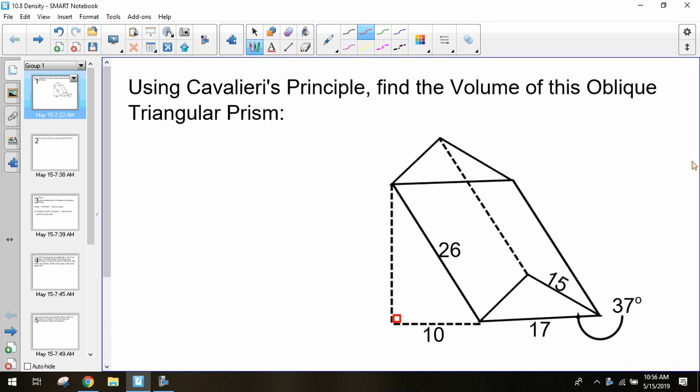Yesterday we talked about Cavalieri's principle and basically finding the volume of oblique shapes. Those were our slanted shapes. We noticed that Cavalieri's principle basically said that the volume of those oblique shapes is the same as the normal shapes. All you needed was the area of the base and your height, and you would find the volume just like any other prism.